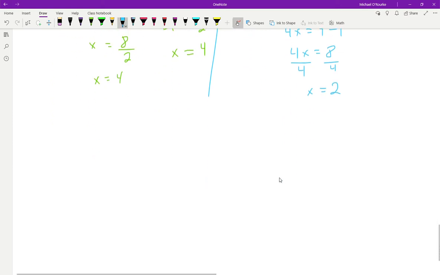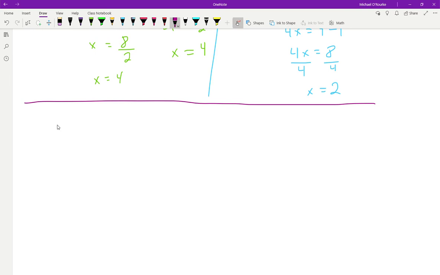We'll do one more like this, and then I'll go a little bit harder. Let's switch to a different color so we know we're on a different question. Let's go 16 to the power of 8x plus 2 equals 16 to the power of 2x plus 14.